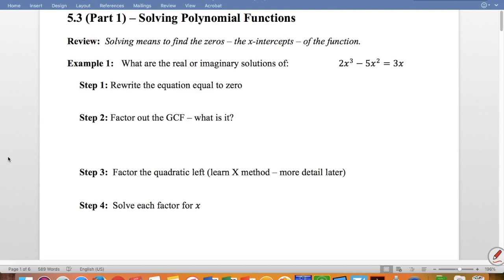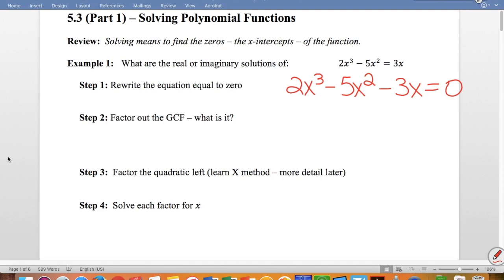The first step is to rewrite the equation equal to 0 if it's not already. We have to get the equation equal to 0 so that we can use the zero product property. So I'm going to move the 3x from the right-hand side to the left-hand side by subtracting it from each side. Now I have 2x cubed minus 5x squared minus 3x equals 0.